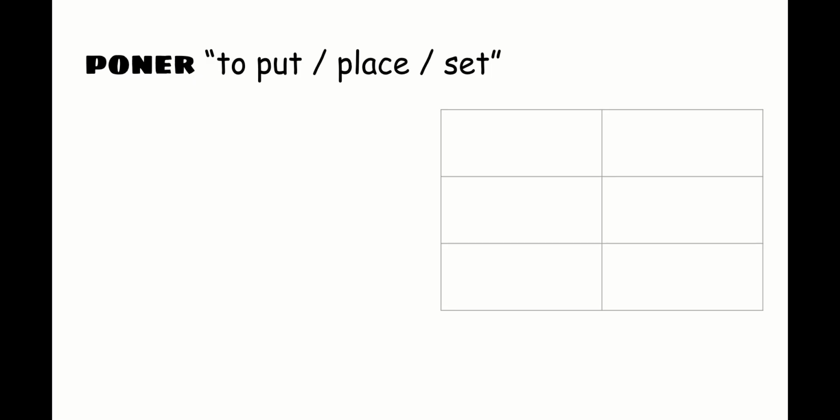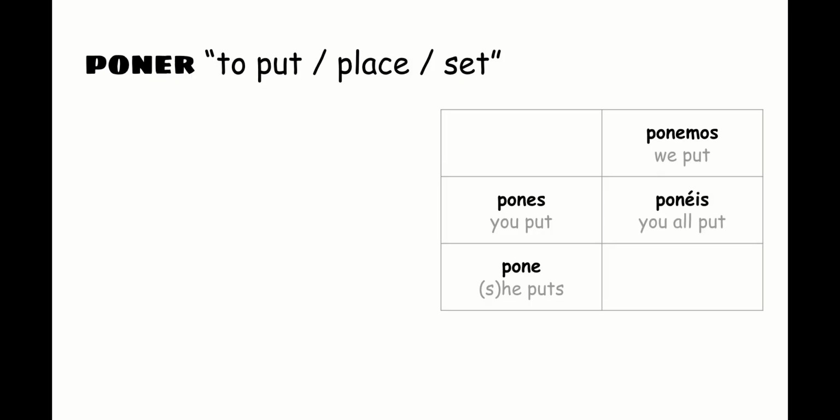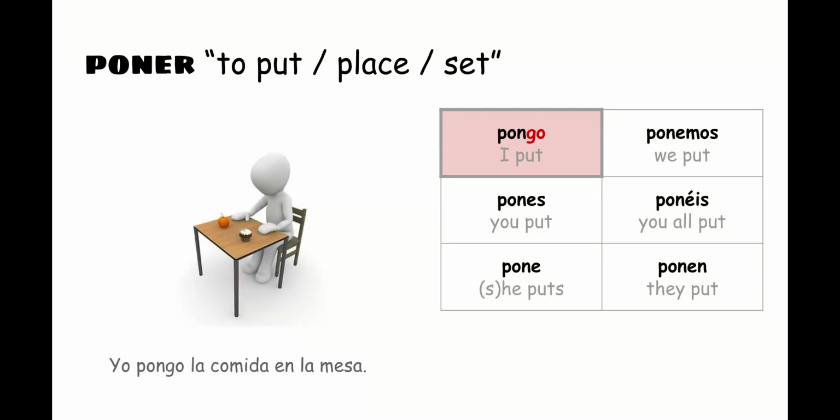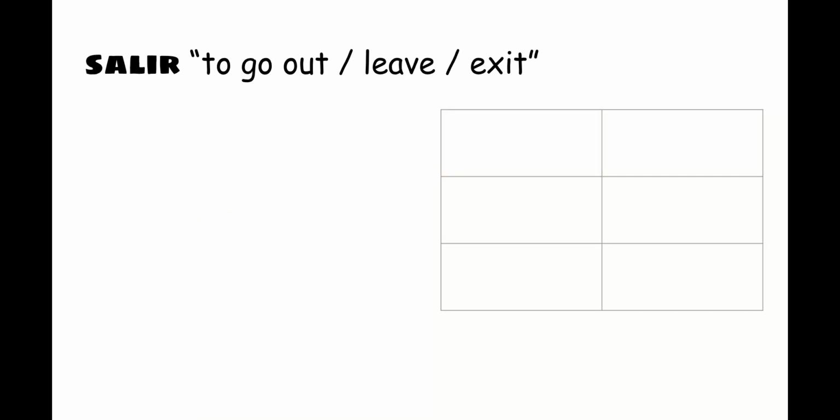Poner means put, place, or set. And this one is not a stem changer. It's real easy to conjugate in all the forms except for the yo form. Can do that easily. Tú pones, él pone, nosotros ponemos, vosotros ponéis, ellos ponen. And in the yo form, it's irregular in that it has a go. So we will say not yo pono, but yo pongo, I put. Yo pongo la comida en la mesa, I put the food on the table.